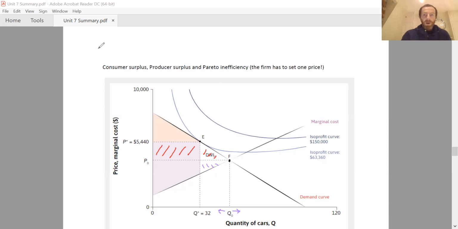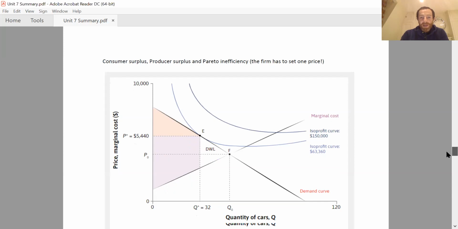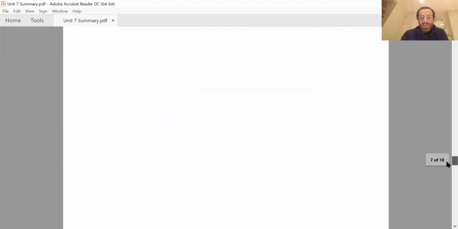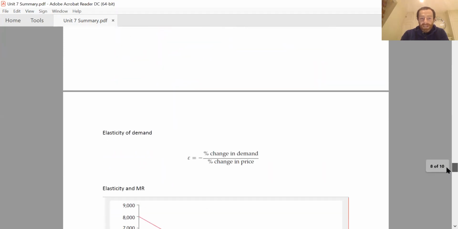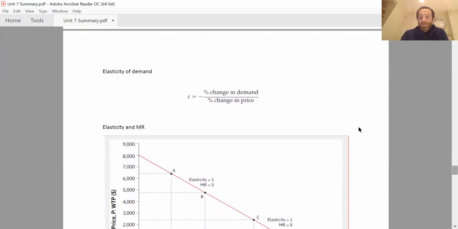Okay, so I'm still not quite finished because there's actually one more really important concept that I'm going to talk through, and that is the idea of elasticity. I'm going to talk about how elasticity relates to marginal revenue, and then how elasticity can tell us about the size of the dead weight loss.